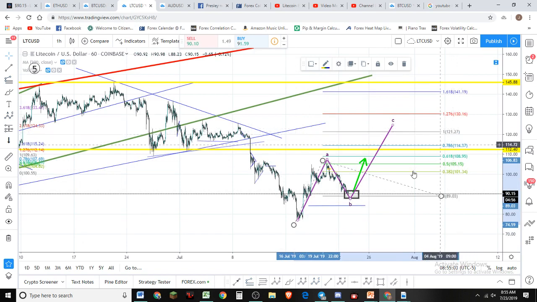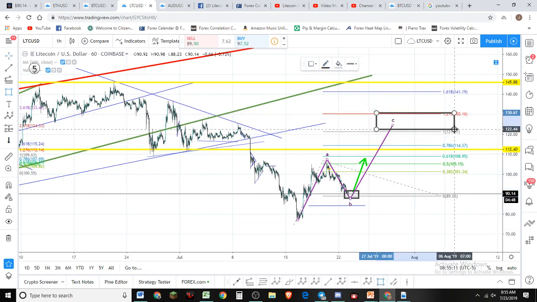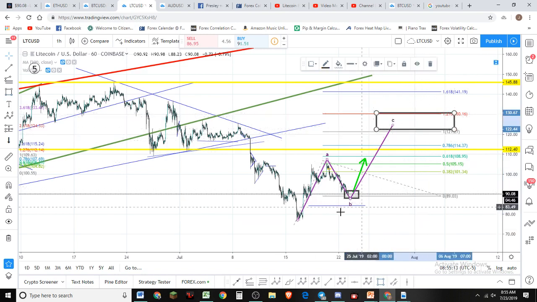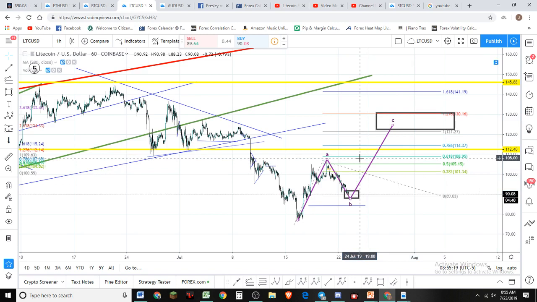We're going to be looking at 121 to 130. That's where we'd be looking to take profit, and that's a fantastic trade, trading from $88, $90 to that. That's a fantastic trade to the upside, worth trading. So it could be an ABC, but what else could it be?